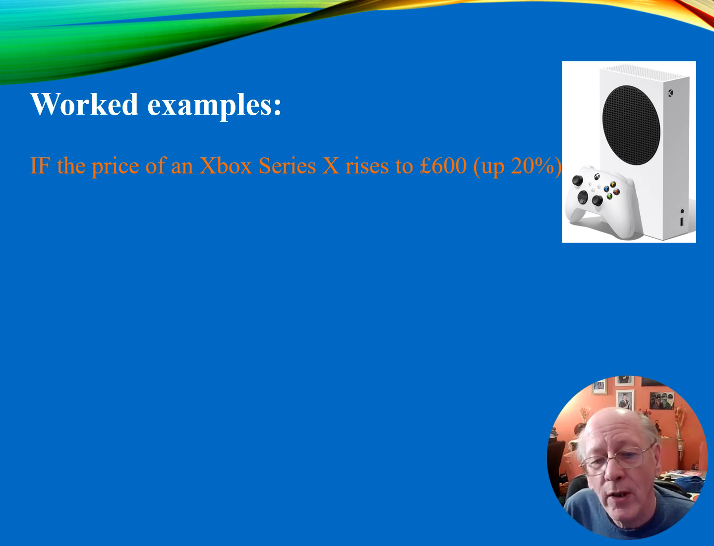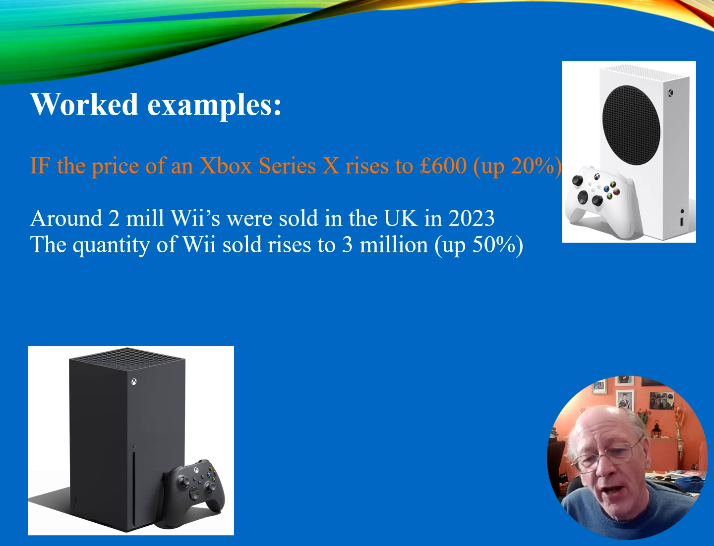So we're going to be assuming that the price of an Xbox goes up from £500 to £600. That is a 20% rise. Now, if we look at the number of Wiis, well, let's imagine that 20% increase in the price of Xboxes turns people away from the Xbox.